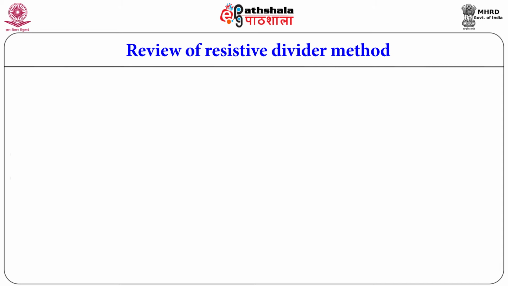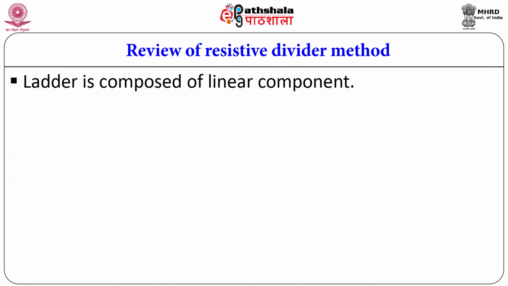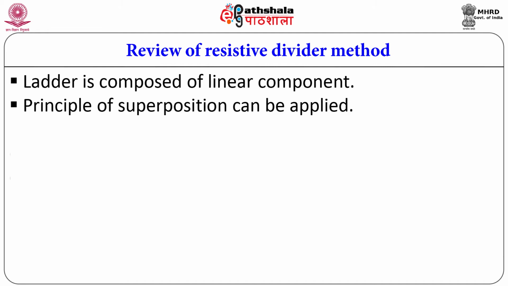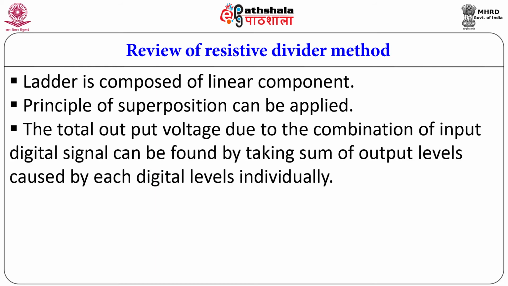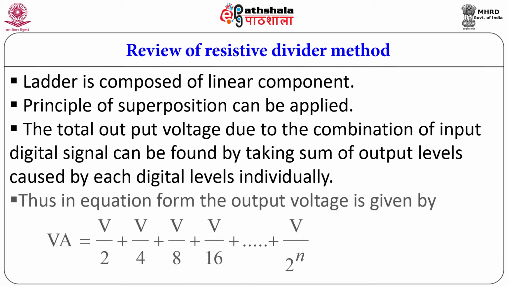Let us review the resistive divider method. This method basically is composed of linear components. The principle of superposition can be applied in order to calculate the contribution of each digital bit at the output, and the total output voltage is the combination of input digital signals, which can be found by taking the sum of output levels caused by each digital level individually. Thus, in equation form, output voltage is given as shown in this equation.